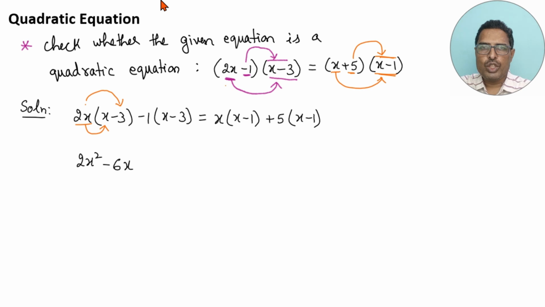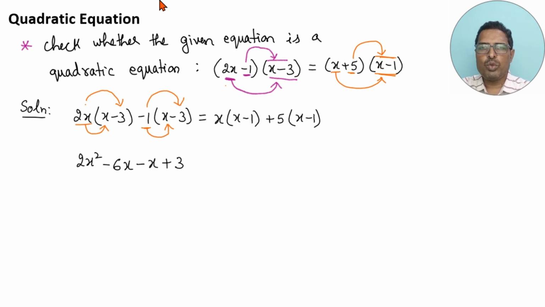Let us move on to this one. So you have minus 1. This minus 1 is multiplied by x. So minus 1 times x will be minus x. Let us further multiply this minus 1 with minus 3. Since you are having minus of minus, minus of minus will give us plus. 1 times 3 will be 3. So we have just expanded the entire left hand side.